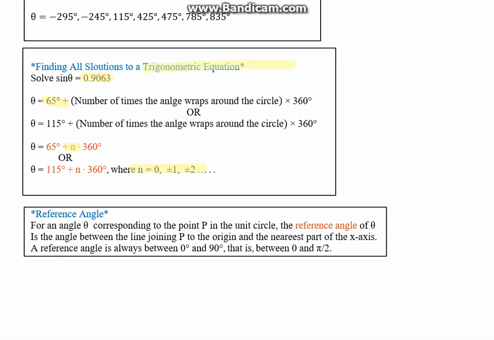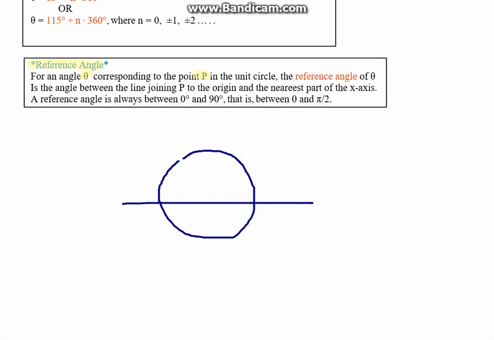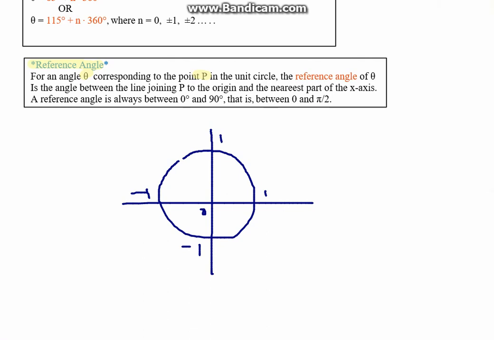Okay, and last but not least, we have the reference angle. For an angle theta corresponding to the point P on the unit circle, let's say we have this and this. Sorry for the horrible drawing. Let's just say this is the unit circle. This is 1, -1, 1, -1, and so on. Let's say for an angle theta corresponding to point P, we do something like this. This is going to be theta, then we're going to say this is P.